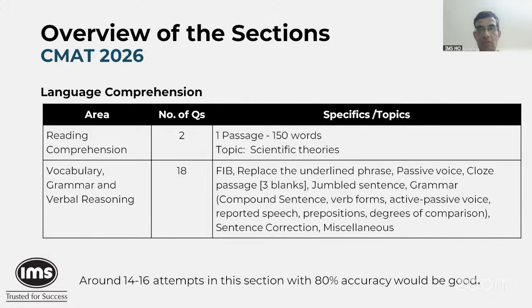So there were questions of the type fill in the blanks, and then replace the underlined phrase, then passive voice, which of the following would be the passive voice representation of the same sentence, then cloze passage with 3 blanks, then jumbled sentences, then grammar. So in grammar, there were questions like compound sentence, verb form, active passive voice, then reported speech, prepositions, degree of comparison, and things like that. There were questions on sentence correction and also miscellaneous types. So this adds up to 18 questions in the language comprehension section out of 20.